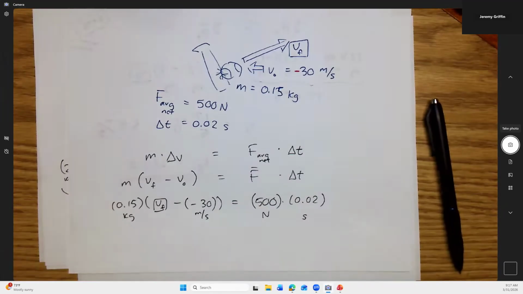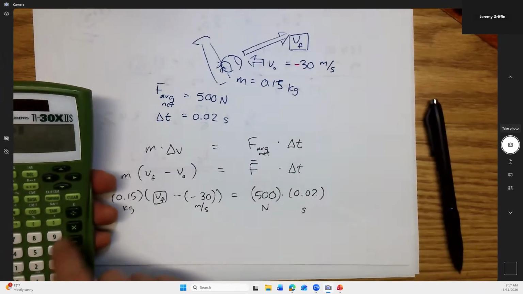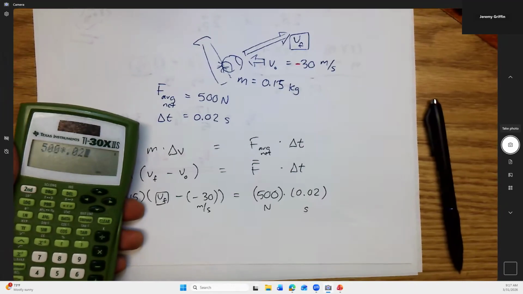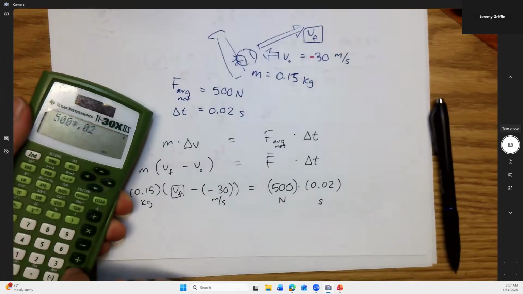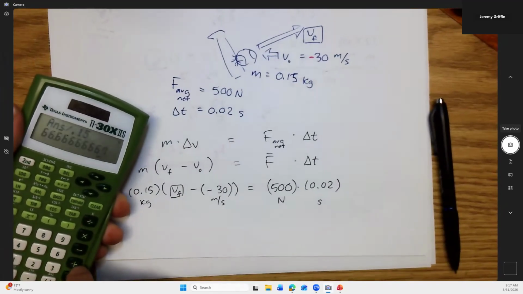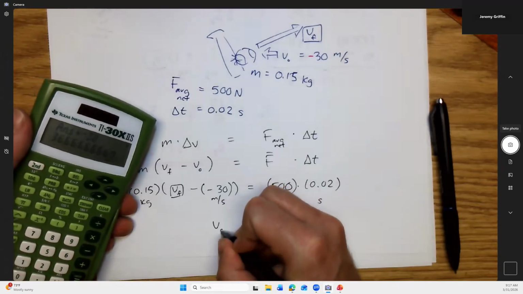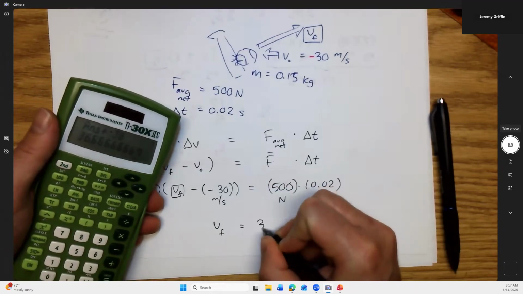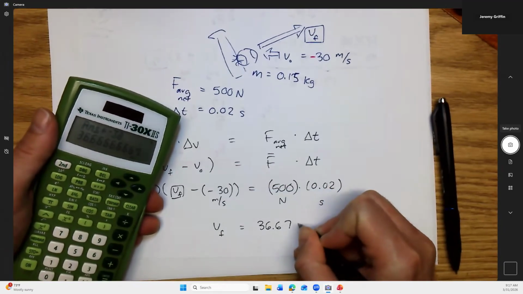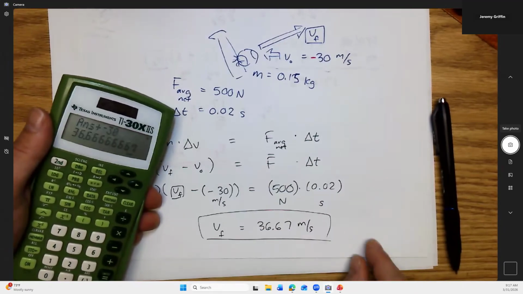What did you guys think about directions? All right, 500 times 0.02, so I'll do that right there. Divide by 0.15, minus negative 30. Okay, I got an answer. Are you guys getting 36.67? Do you guys get that? Yeah. Okay.